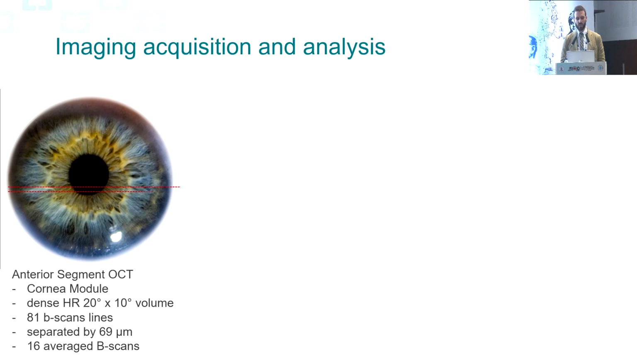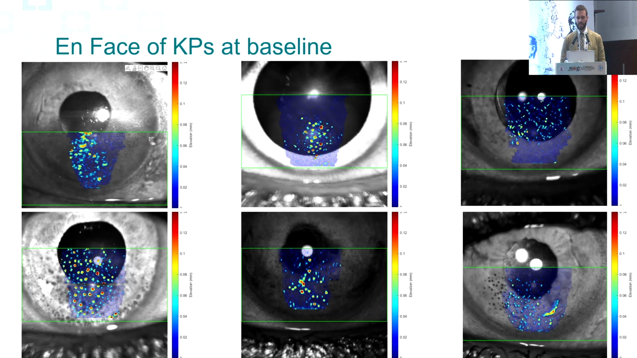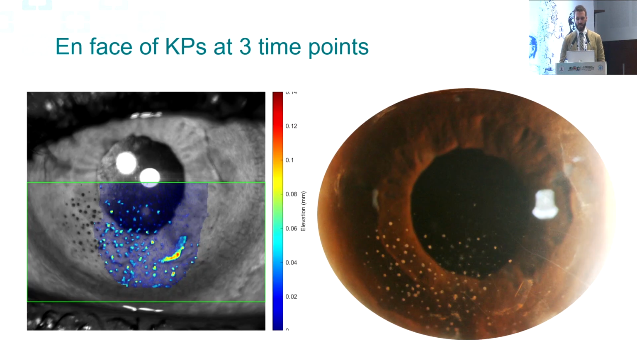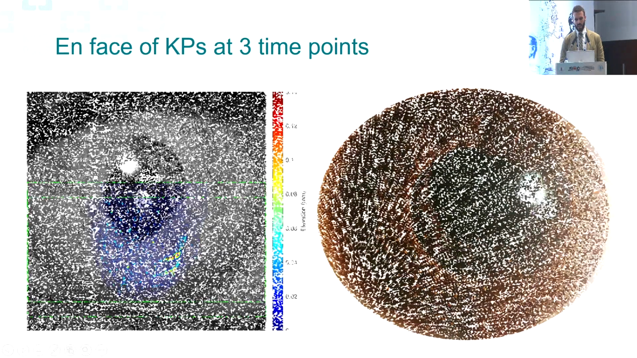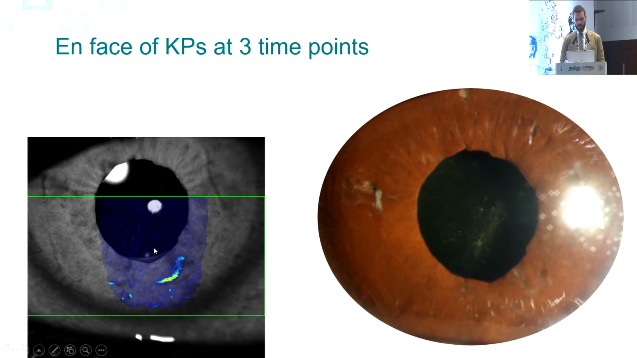And if we use anterior segment OCT, we are actually able to define them, isolate them, and create a fast map of the keratic precipitates. And you can see, for example, in this patient, the keratic precipitates at baseline and all these dots on the en face OCT, and you see how they improve with treatment both clinically and on OCT.